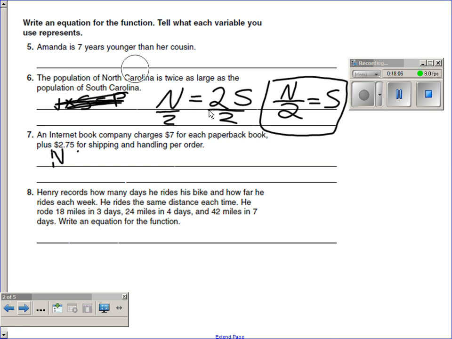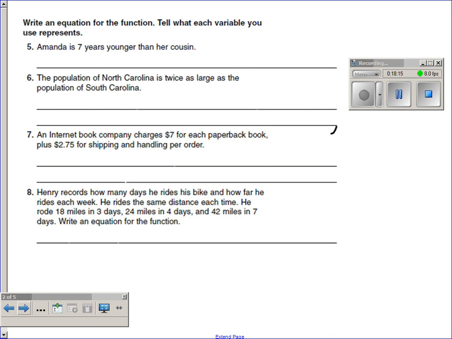I think let's just try number 7 on your own right now. Try number 7. I'll read it to you first because that might help you. Okay, what's your answer? $7 what though?